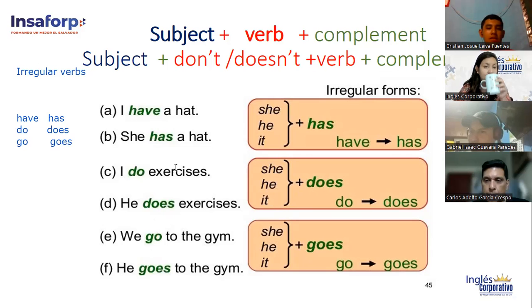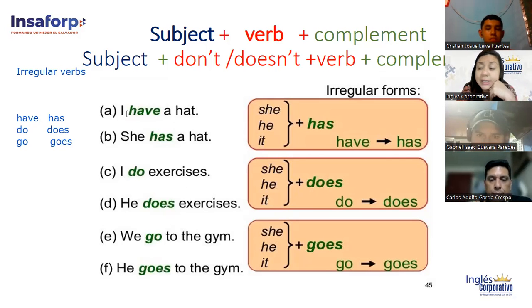I have a hat. She has a hat. I do exercise. He does exercise. We go to the gym. He goes to the gym.